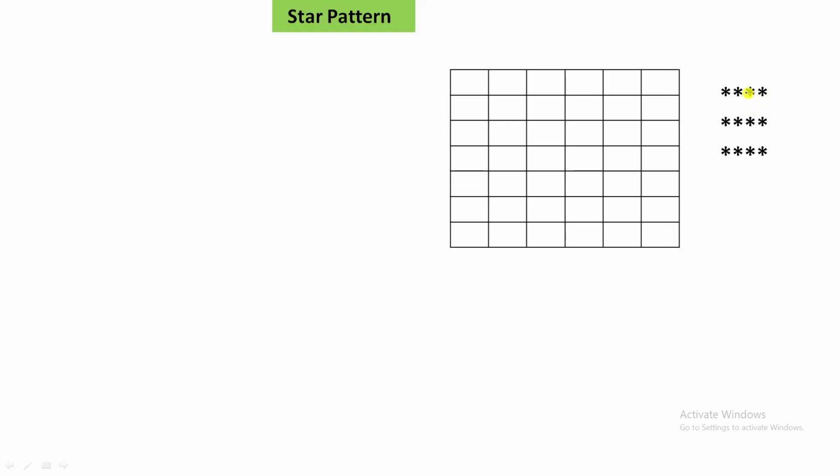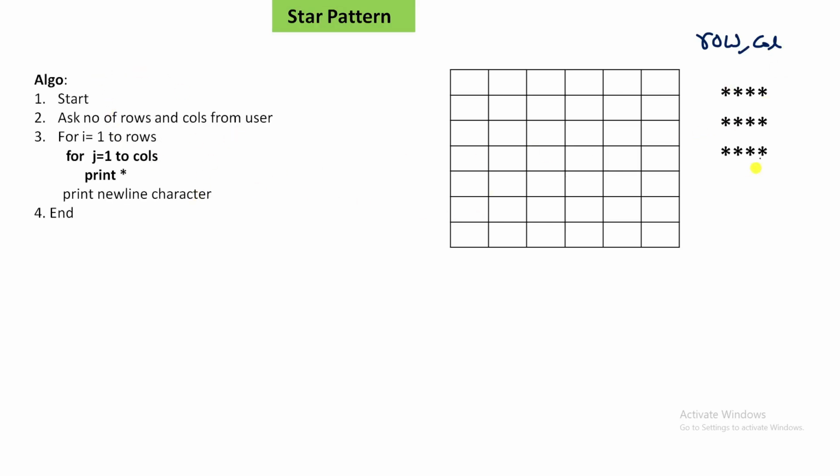So as discussed, you will be asked to print this pattern, and you will be given the number of rows and number of columns. So this is the simple algorithm to print this pattern.